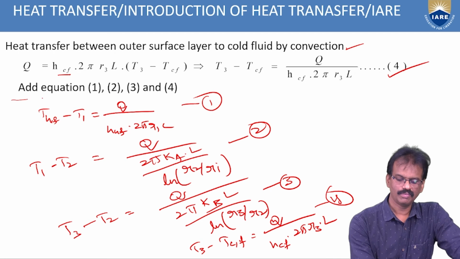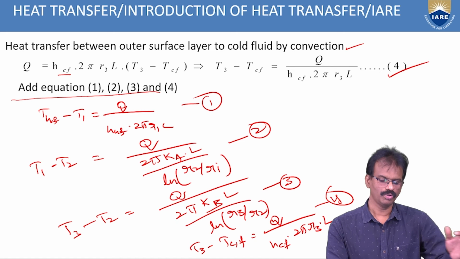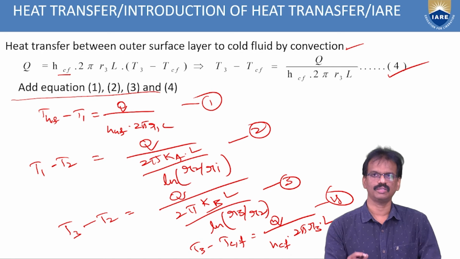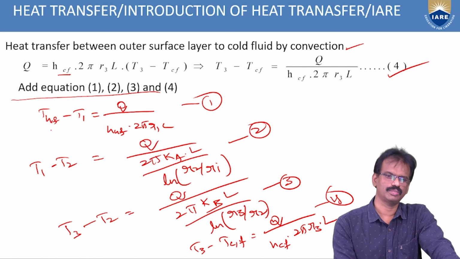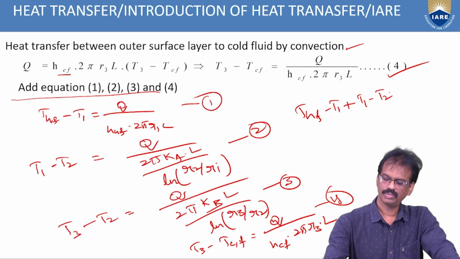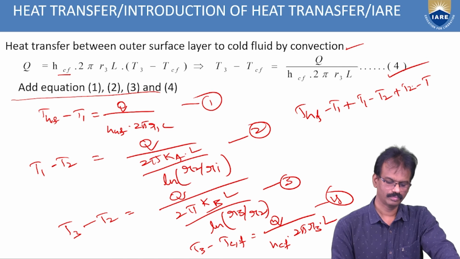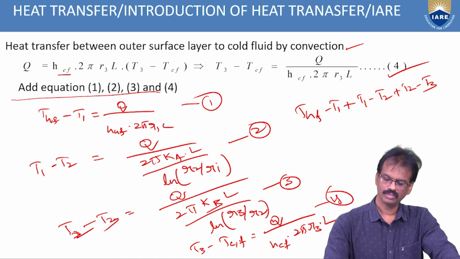So add equations 1, 2, 3, 4. How to add four equations? We have to add the left side terms and the right side terms. If you add the left side terms, that is the temperatures: first one is T_HF minus T1, plus T1 minus T2, plus T2 minus T3, plus T3 minus TCF.